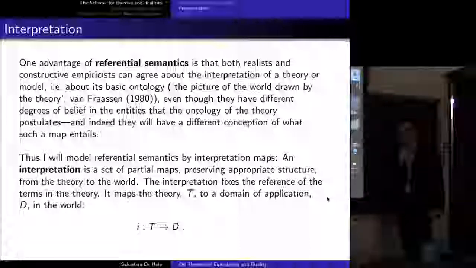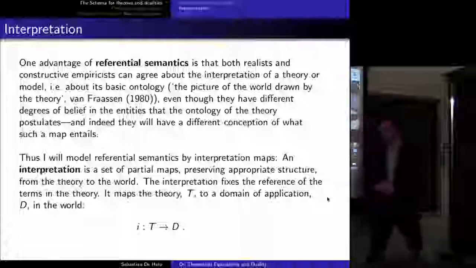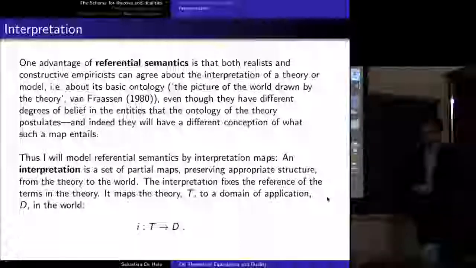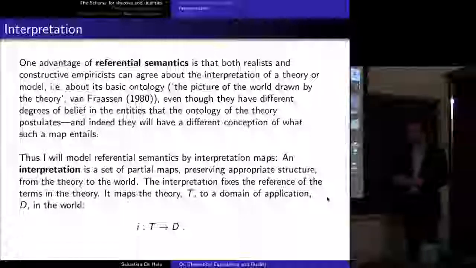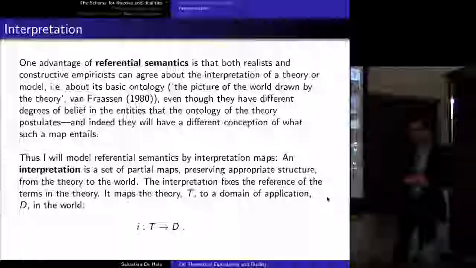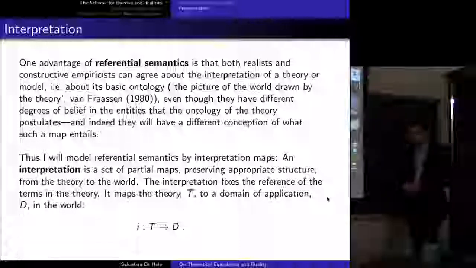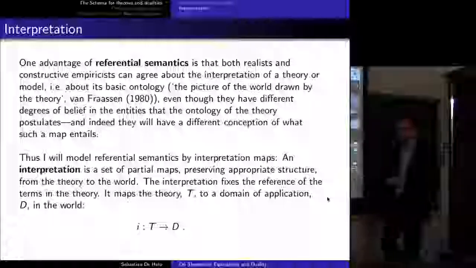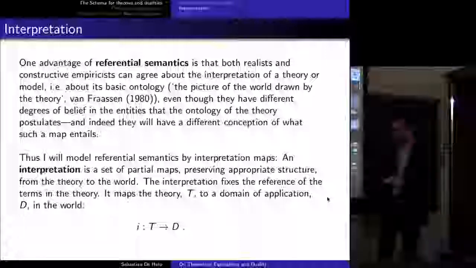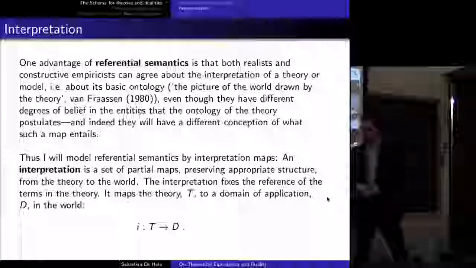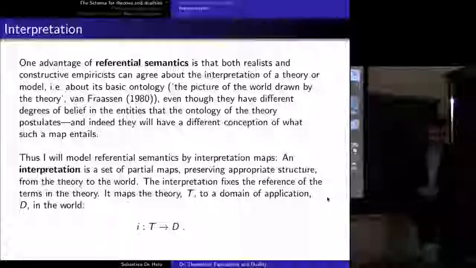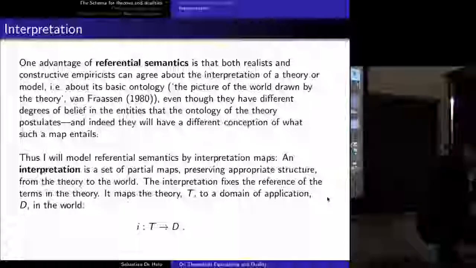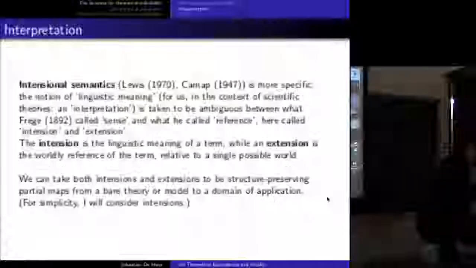So basically, for me, an interpretation will be a map. I will model referential semantics by interpretation maps. An interpretation will be a set of partial maps, partial meaning that they do not necessarily map all the elements of the theory. They might be coarse-grained, and they might not map some of the elements of the theory. They preserve appropriate structure, and they map the theory to the world. The interpretation fixes the reference of the terms in the theory in the usual way. It maps to a domain of application in the world, which I construe as a set with elements and relations on them. As such, it also mirrors the relations, for example the symmetries, that T has.